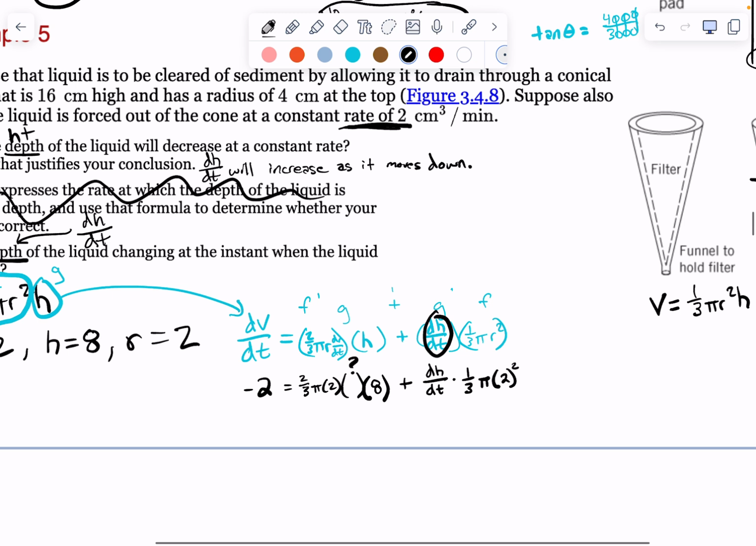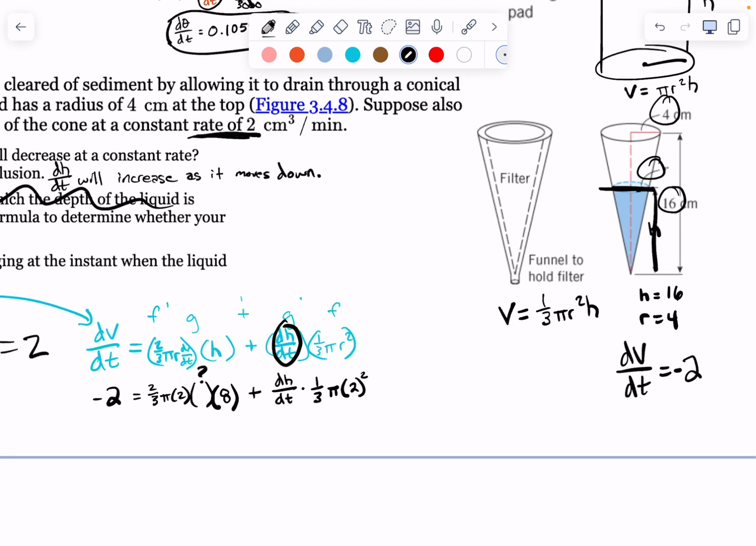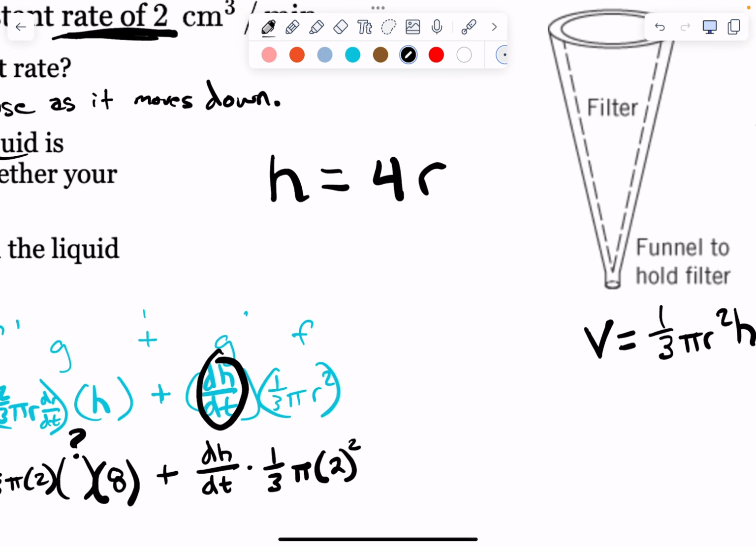Here's how you navigate this dead end. Like last time when we had a dead end, we had to plug that into the Pythagorean theorem in order to figure out what c is. What is the relationship between h and r? When the height was 16, the radius was 4. When the height was 8, the radius is 2. h is equal to 4r, right? 4 times the radius gives you the height. This is the missing piece.